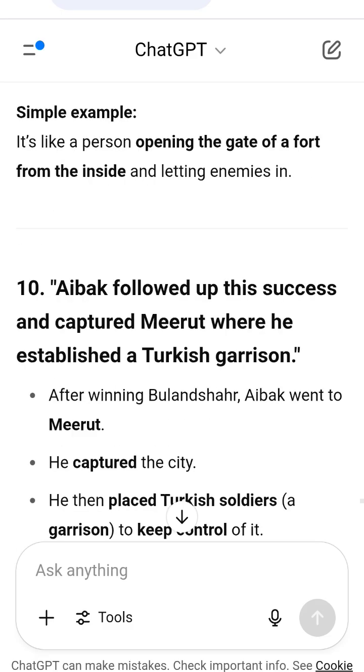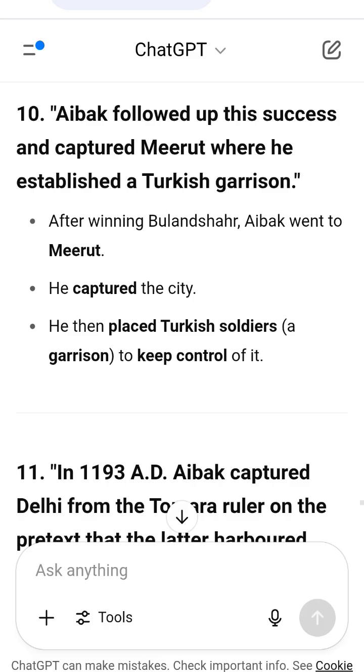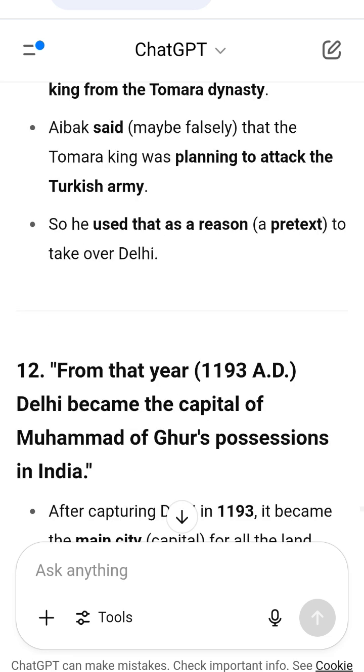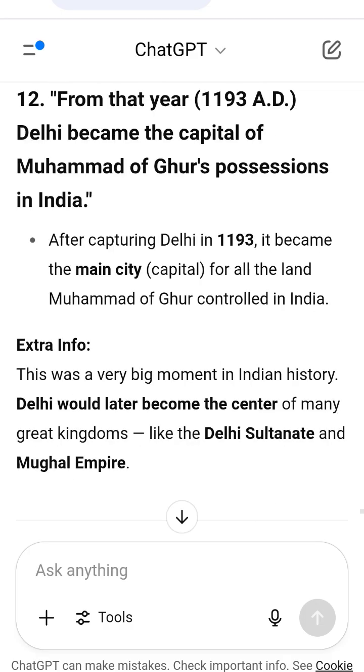Why this is important? These events show how Aibak crushed rebellions and expanded Turkish rule in India. He used a mix of military strength, betrayal, and smart political moves to capture important cities like Bulandshahr, Meerut, and Delhi. Delhi became the center of Turkish power in India, which later grew into the Delhi Sultanate.